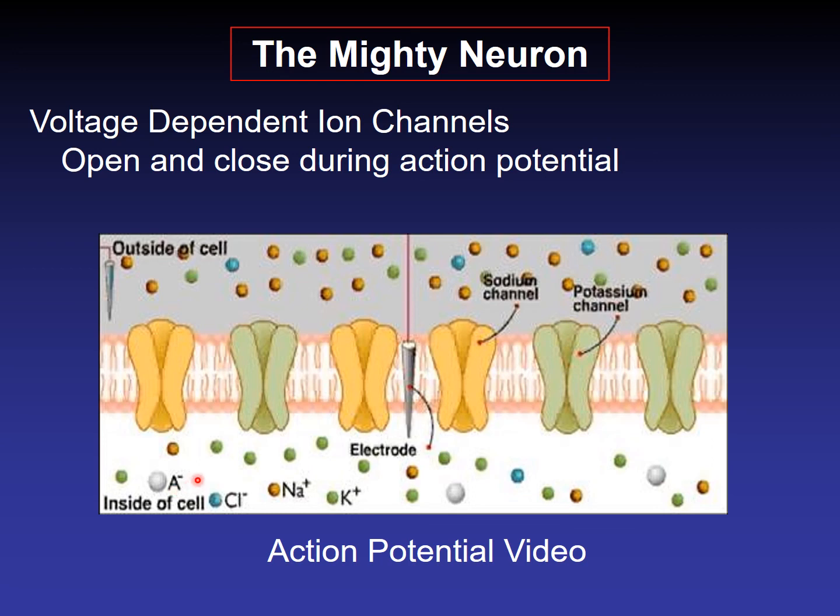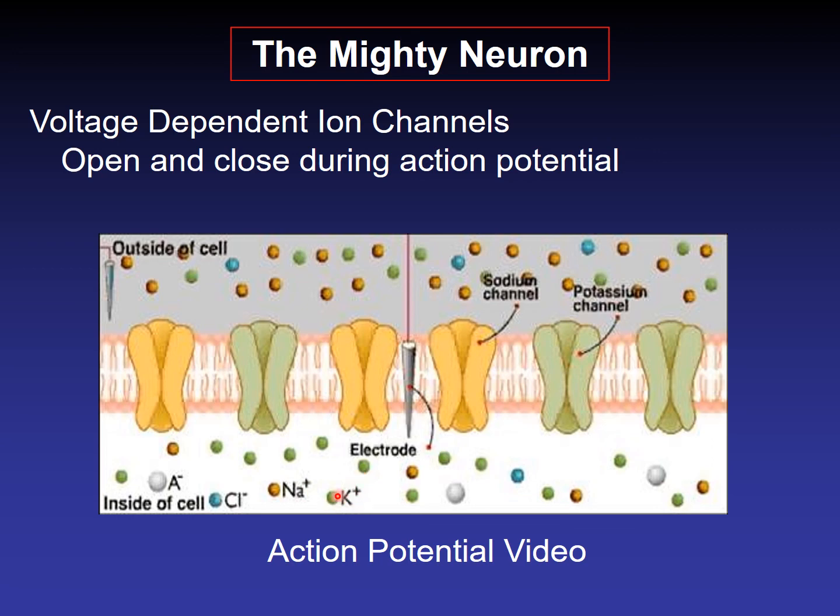Now that those channels are open, sodium out here outside the neuron is going to follow its concentration and its voltage gradients to the inside of the neuron. That will make the inside of the neuron become positively charged. That is the rising phase of our action potential.